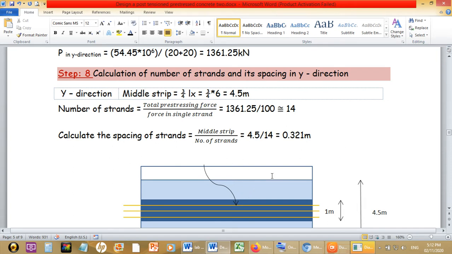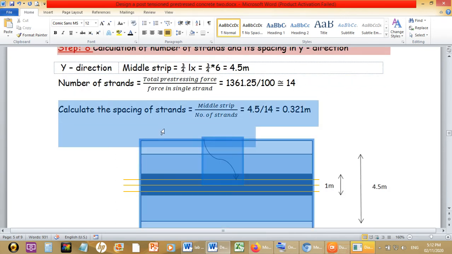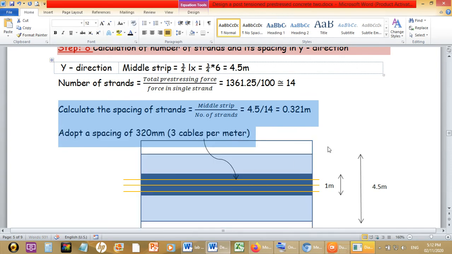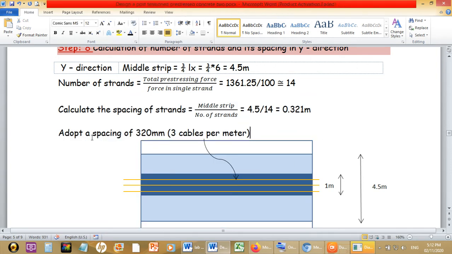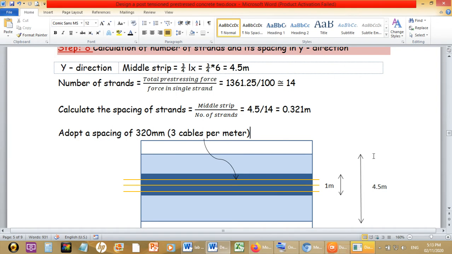But as we are going to calculate for a 1 meter span, we need to make a little change here. So we are going to adopt a spacing of 320 mm, so that we can provide 3 cables per meter. See here how we are going to provide the cables. These are the cables in the y direction, parallel to the ly span, and this is the 1 meter strip. In the 1 meter strip we have provided 3 cables, and for the total 4.5 meter middle strip we are going to provide approximately 14 strands.